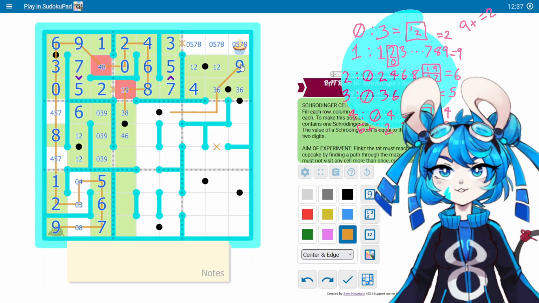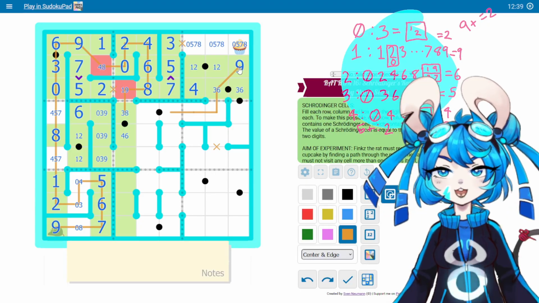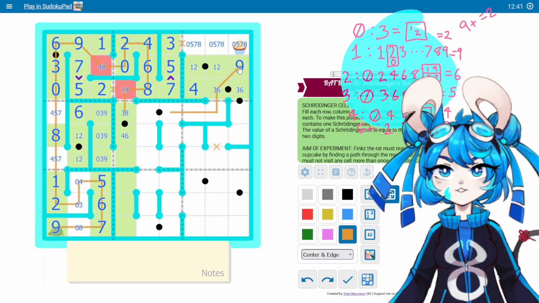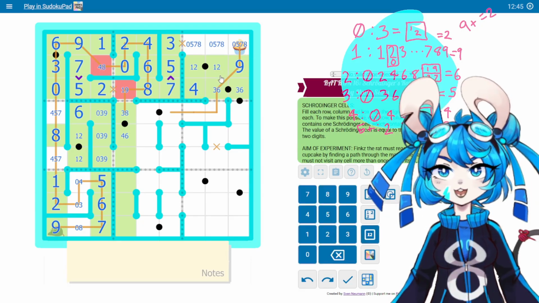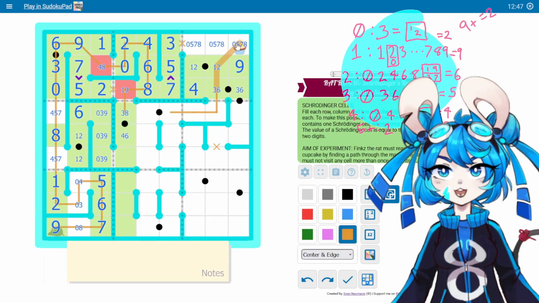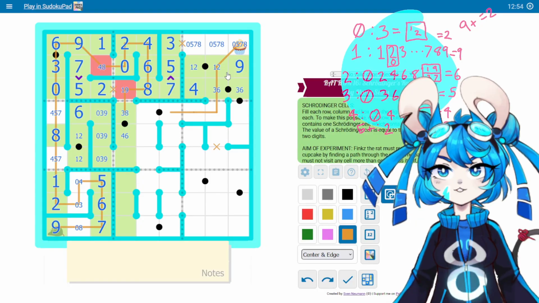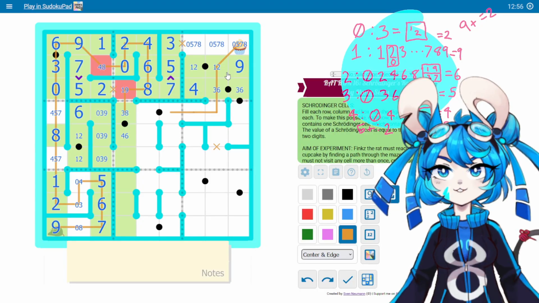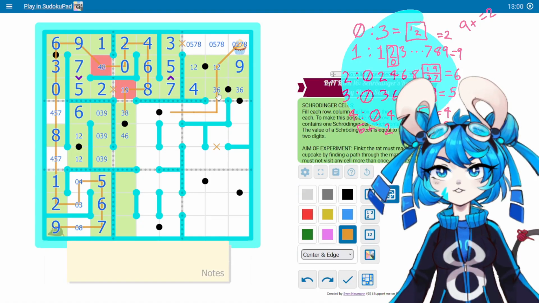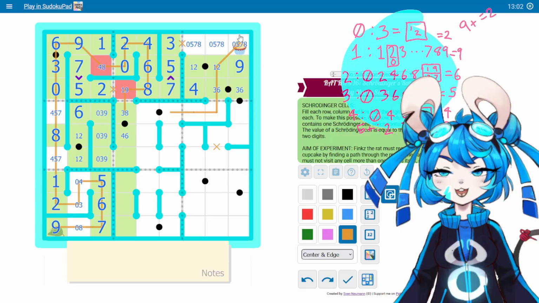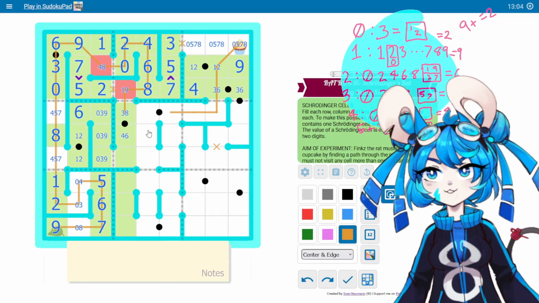So 6, 9, no, 3, 9 has a difference of 6, which means this would have to be a 15, which is possible, because it could be 7, 8. If it visits this cell first, it could be 6 and then 1. No, that doesn't work, does it? Because this cell is necessarily smaller, meaning that this cell would have to be even smaller than that.